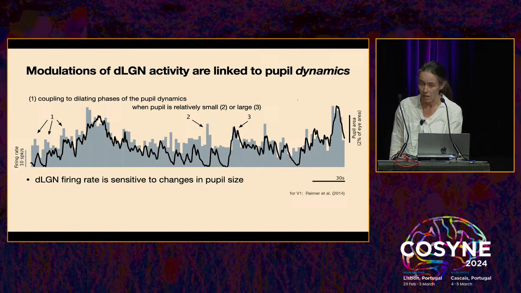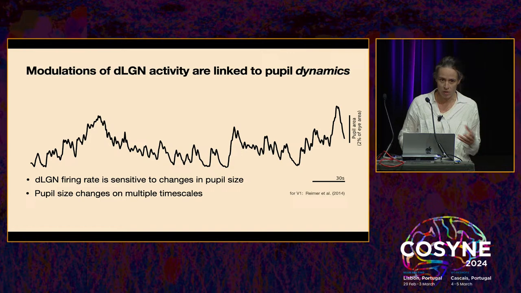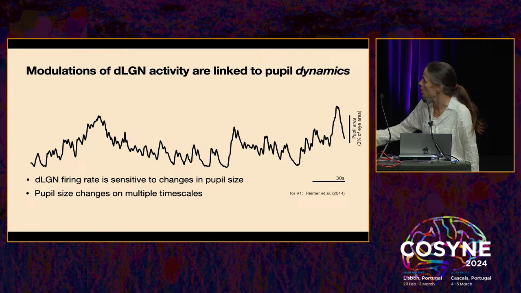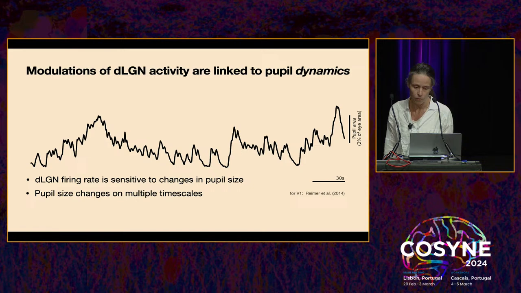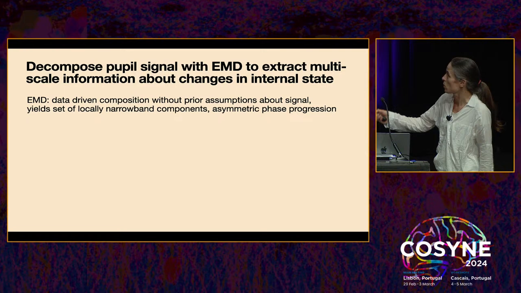And if we even take away this neural activity and just look at the pupil size signal, it seems to be modulated on many different timescales, and that has also already been described in the literature. So some of the modulations here are called microdilations in the literature. Okay, so the question is, how can we quantify now all these timescales in the pupil signal? What we chose to do is to decompose this pupil signal with a method called empirical mode decomposition.